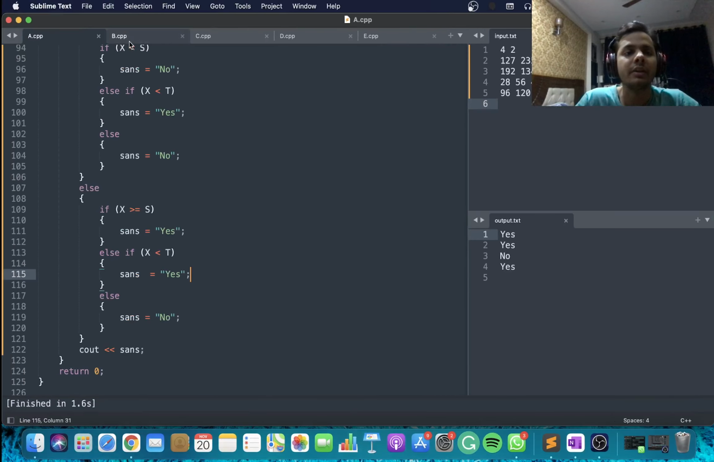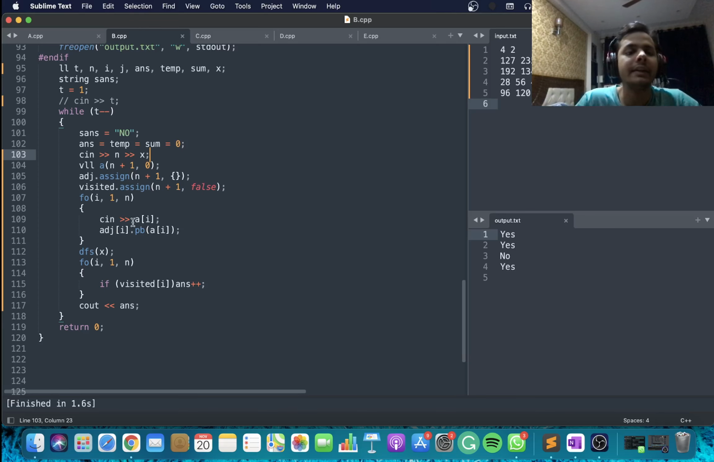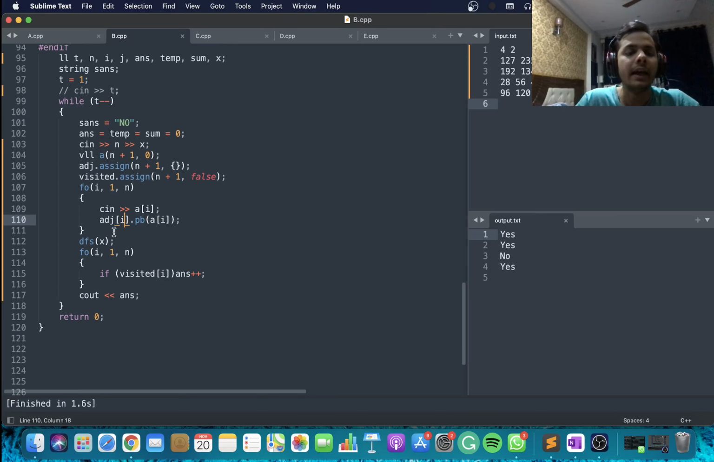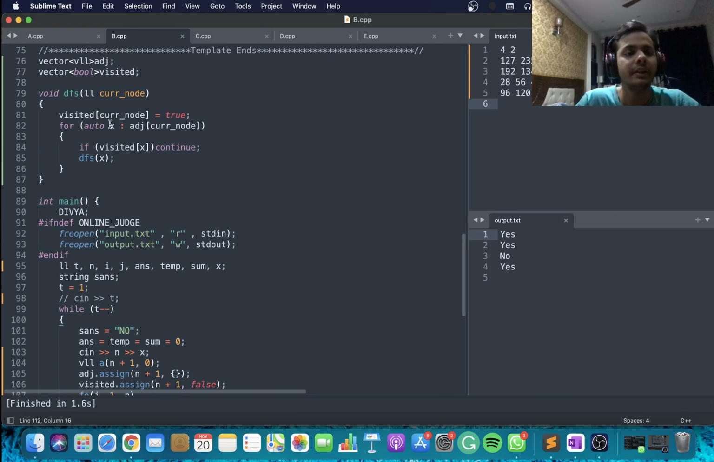So let's just have a look at the code. What I do here is create a directed graph where there is an edge from the node I to the node A of I, and I will just do a DFS from X, which is pretty standard. If you don't know what a DFS traversal of a graph is, you should really learn it because it's really helpful in competitive programming.